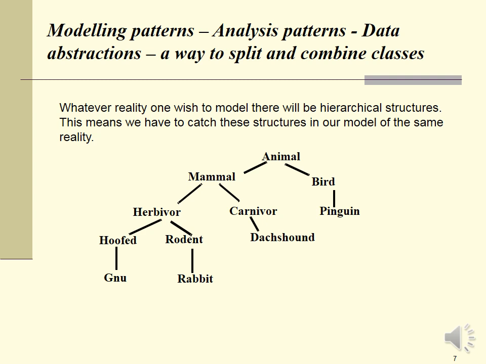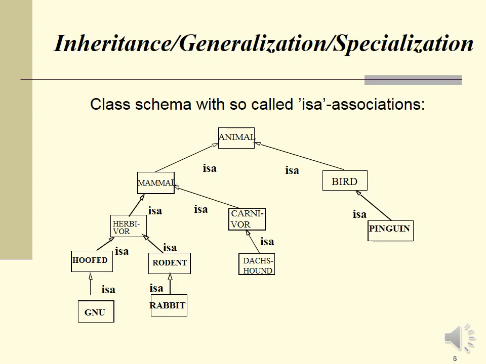For instance, we can take the next slide, UML classes. On the highest level, on the root level, we have an animal. Animal can be divided into mammals and birds. Mammals can be divided into herbivores and carnivores, those who eat meat and those who eat vegetables. And the herbivores can be divided into hoofed animals and rodents. And then we have some leaf level classes, namely moose and rabbits. A leaf level carnivore class is dachshund. A leaf level bird is penguin.